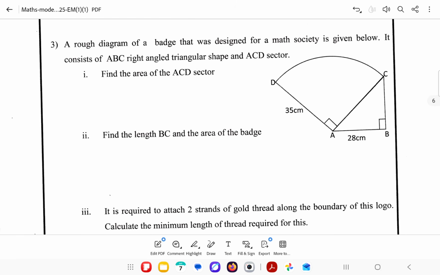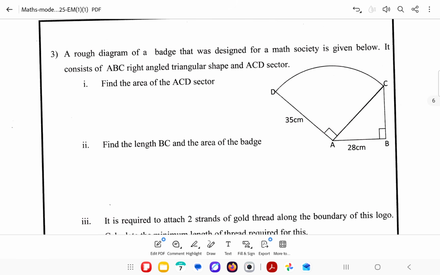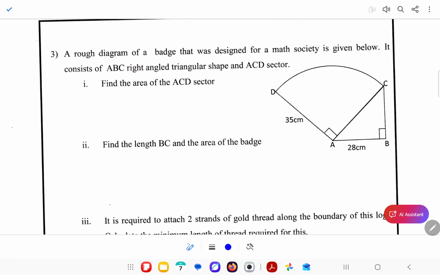Right, now let's look at the third question. Rough diagram of a badge that was designed for a math society is given below. It consists of ABC right angle triangular shape and ACD sector. Find the area of ACD sector. So this is 35. So this is 90 degrees. So quarter circle. So ACD is a quarter circle.